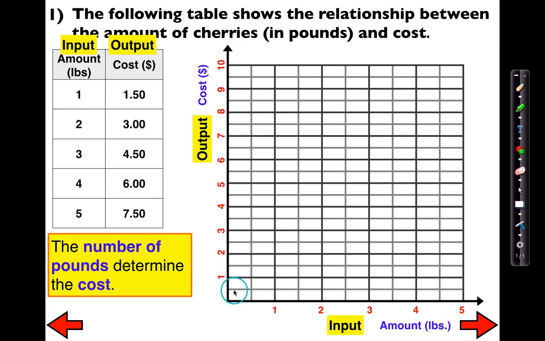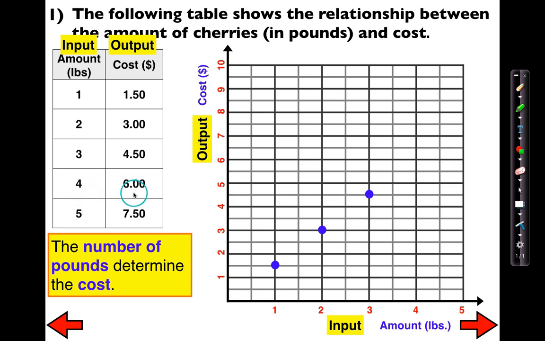So for 1 pound, which is right here, it's going to cost $1.50, so that's going to be right there. For 2 pounds, that's going to be 2 pounds on the x-axis. It's going to cost $3. So I'm going to go all the way up to $3 for the cost. For the third one, it's going to be 3 pounds for $4.50. So for 3 pounds, it's going to cost $1, $2, $3, $4.50.